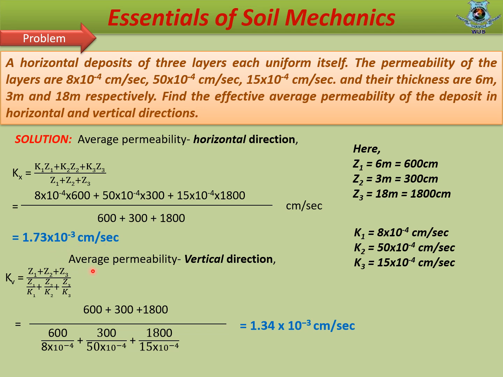Again, average permeability for vertical direction, Kv equal to Z1 plus Z2 plus Z3 divided by Z1 divided by K1 plus Z2 divided by K2 plus Z3 divided by K3. Here, all values are same as used in Kx. And finally, we can write Kv equal to 1.34 into 10 to the power minus 3 centimeter per second.